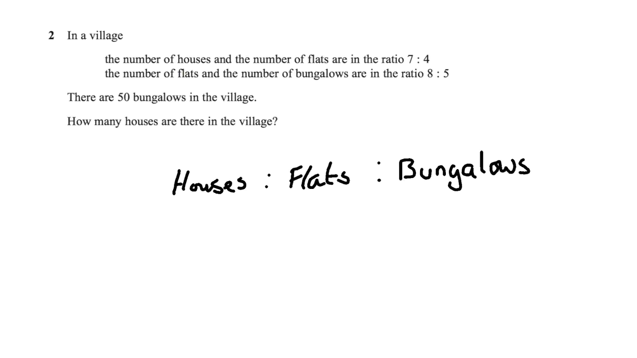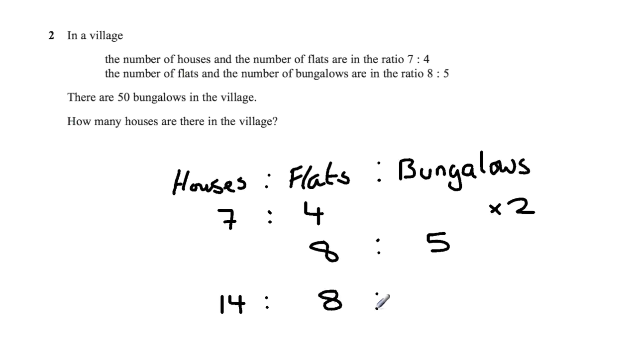The ratio of houses to flats is 7 to 4. The ratio of flats to bungalows is 8 to 5. So what we need to do next is to make the flat parts in the ratio the same. So I'm going to multiply the top ratio by 2. So we should have 14, 8, and 5. So I know 5 parts is equal to 50 bungalows.